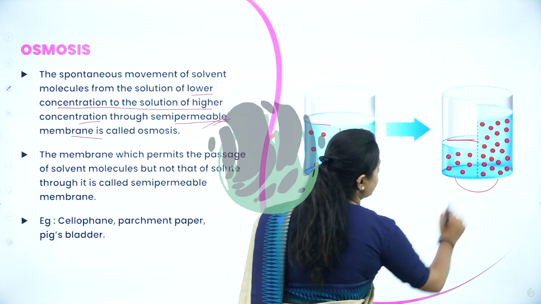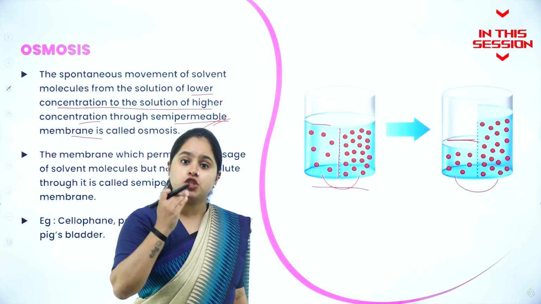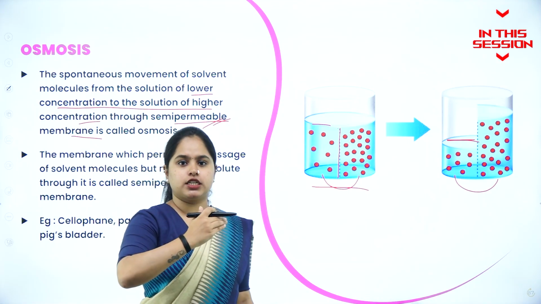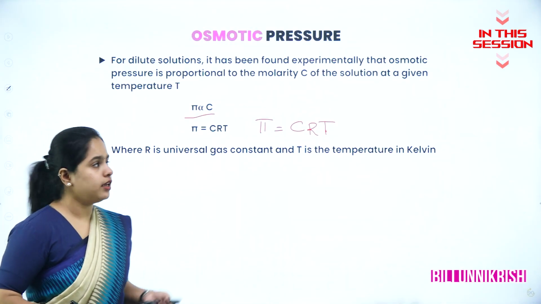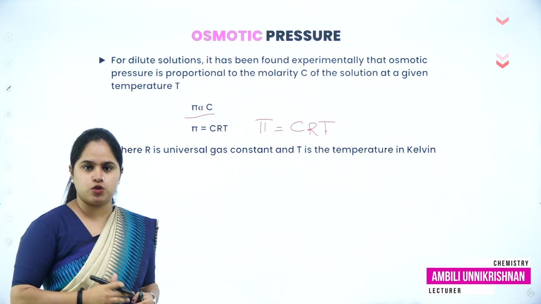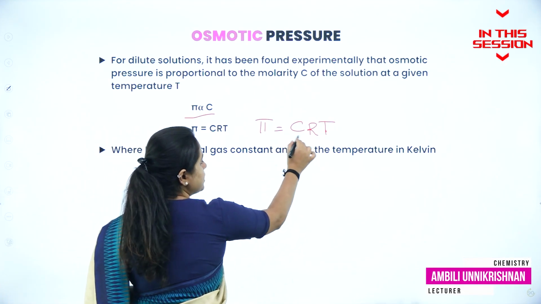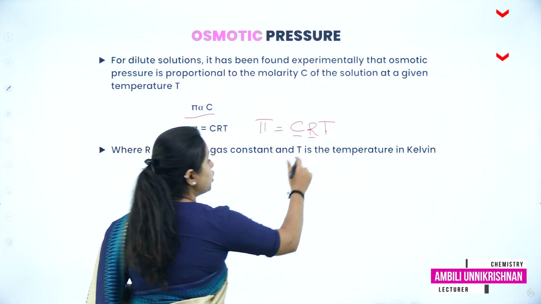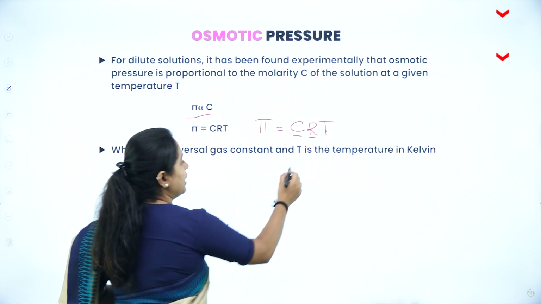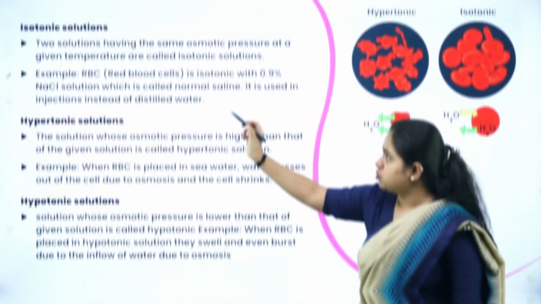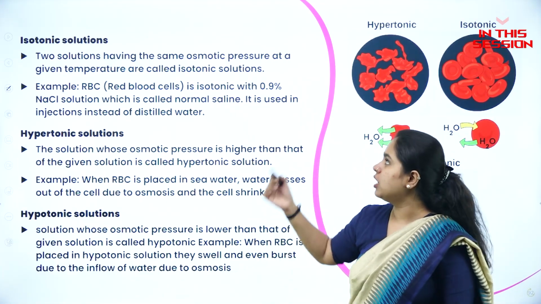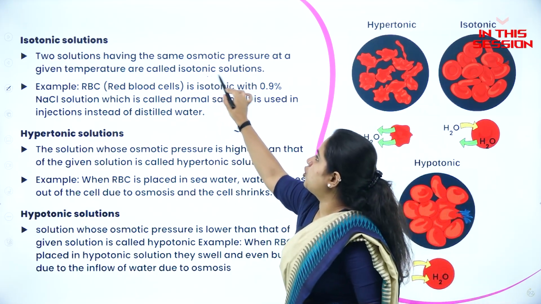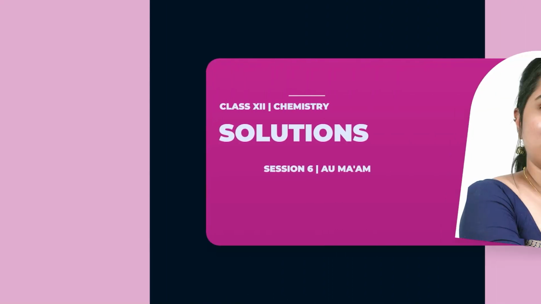Only the solvent particles have moved from the solution which is having less concentration to the solution which is having higher concentration. π = CRT, which is the equation to find out the osmotic pressure, right? So C is the concentration, R is the universal gas constant, and T is the temperature. Two solutions having the same osmotic pressure at a given temperature are called isotonic solutions.